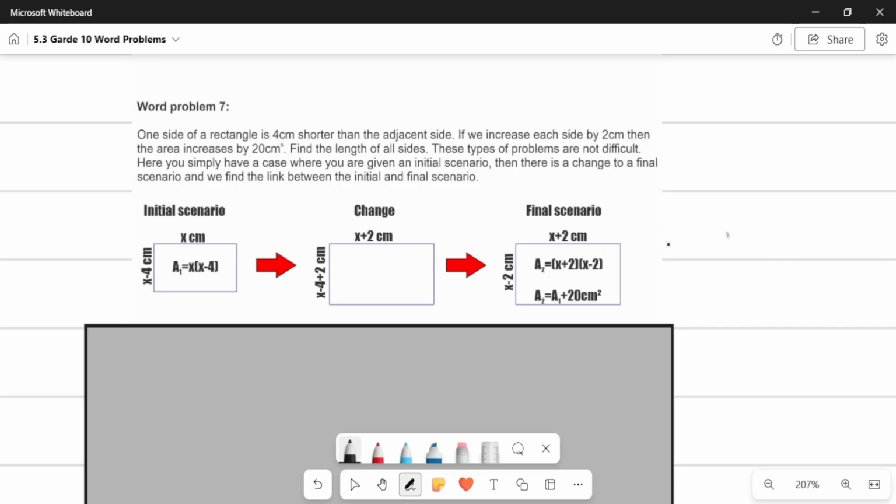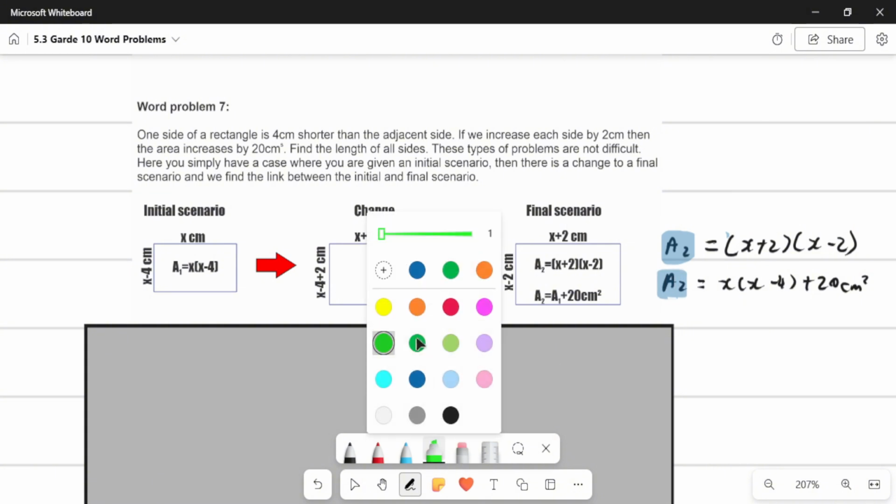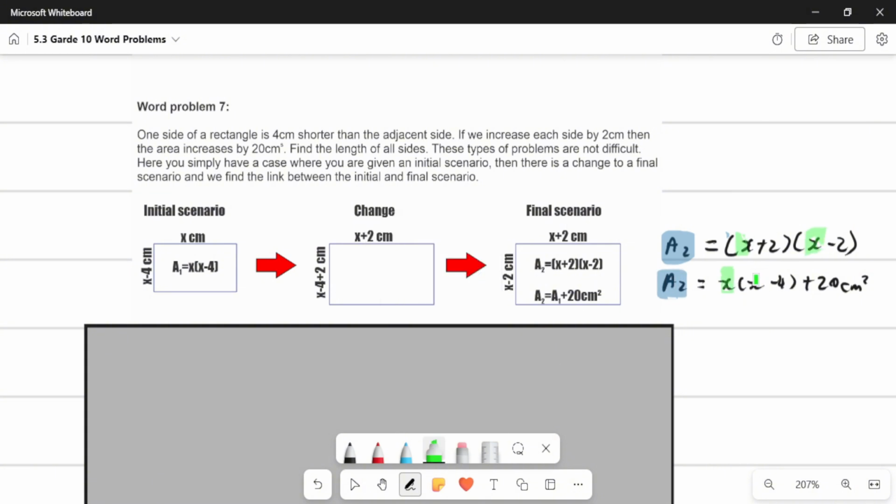Okay, so this is what I want to do. I have two equations. Area 2 is equal to x plus 2 times x minus 2. And area 2 can also be expressed as x times x minus 4 plus 20 centimeters squared. And this is what I really want to emphasize. How many variables do I have here? I have one variable and I have another, x. So we have two variables. Two variables. How many unknowns do I have? I have two unknowns.